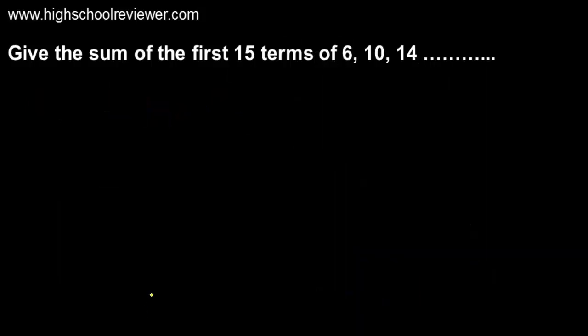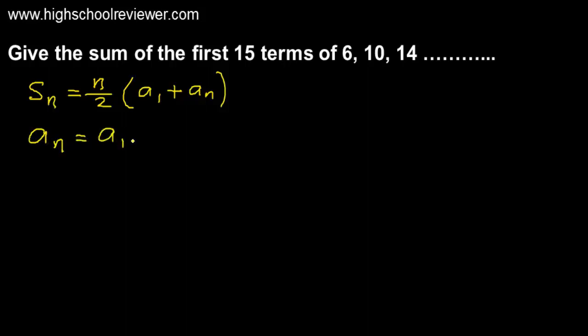Give the sum of the first 15 terms of positive 6, positive 10, 14, and so on. The formula for finding the sum of the arithmetic sequence is S sub n equals n over 2 multiplied by a sub 1 plus a sub n. If there is no value for a sub n, or the last term, we can substitute the formula a sub n is equal to a sub 1 plus n minus 1 multiplied by d.